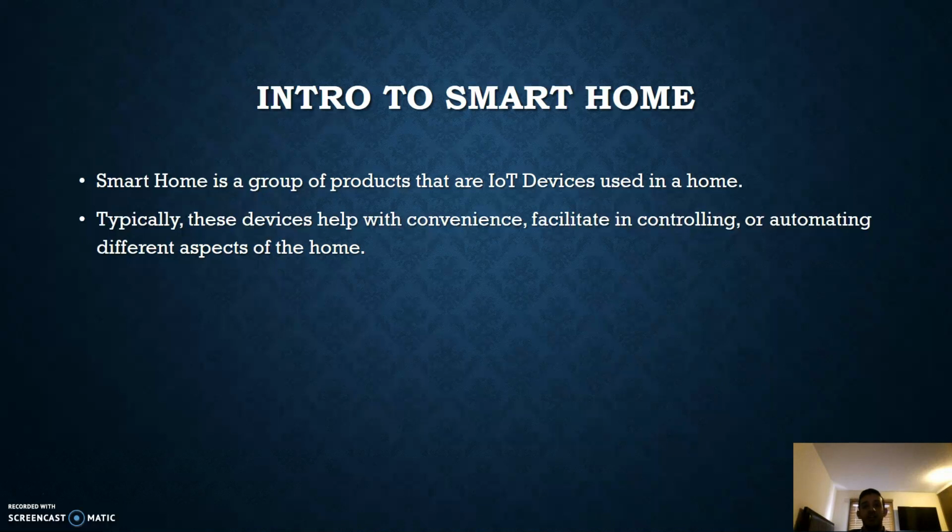Internet of Things was coined when more devices or things were online rather than people. So that means smartphones, TVs, tablets, and now the smart home products were online, connected to the internet more than the actual population of the world. So 2007, 2008 was the tipping point where we had more devices online than we actually had people. Which is crazy when you think about it, how many devices there are in the world that are connected. Typically, these devices help with convenience, facilitating, controlling, or automating different aspects of the home. So we'll get into what type of devices these are and how you can do that.